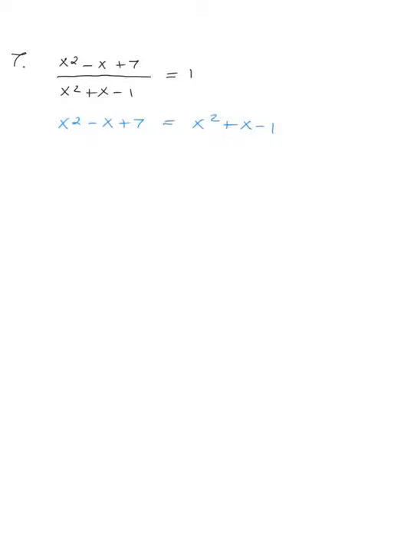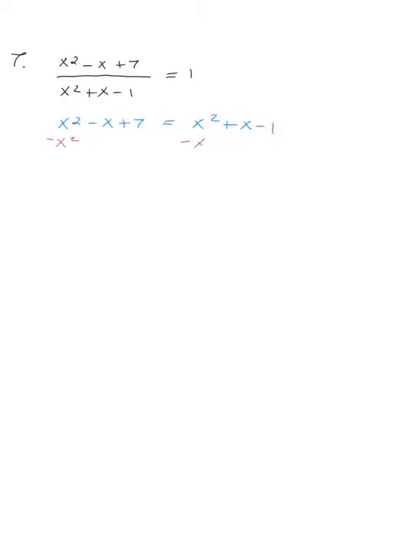So this equation becomes pretty simple because you can subtract x squared from both sides. And at the same time, we could do three things at once here. We could also add x and add 1. Putting all this together, we get 8 is equal to 2x, and if we divide both sides by 2, we get that 4 is equal to x.